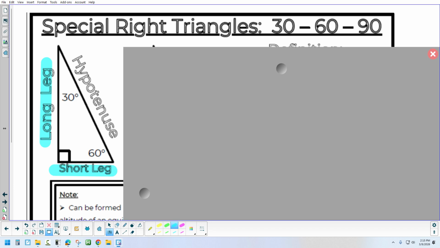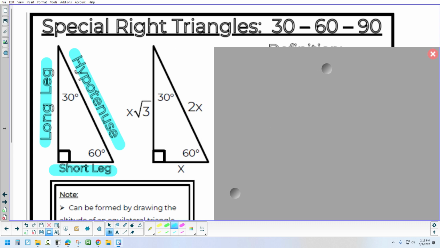The only difference is in a 30, 60, 90, the two legs are not the same length. One of them is short, one of them is long. So we'll call the bottom one here the short leg, and the height, this will be the long leg. All right. So next to it, they give you a diagram, and we want to fill in those three things.